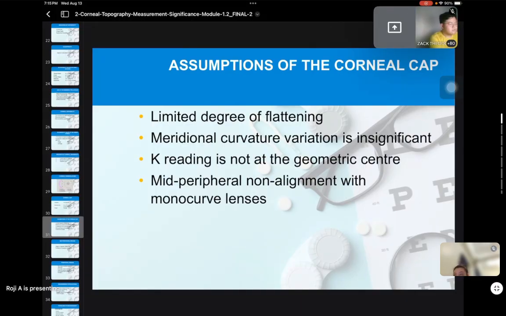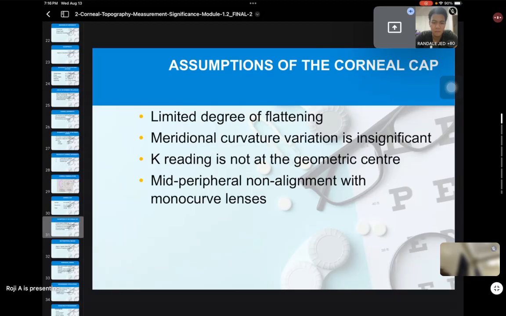Very good. Now, mid-peripheral, not in alignment with the monocurve. Because in monocurve, there's only one, from the word mono. One curve only. But you already know that your cornea is not one curve, because it is aspheric. Another redundancy, Randall, right? It's already given. I already know that from the get-go, right?